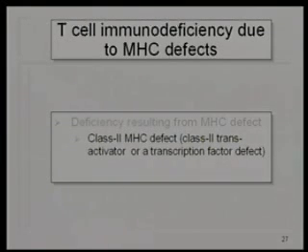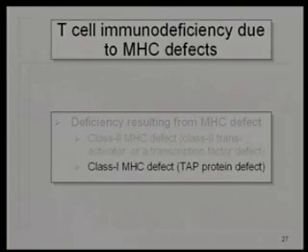Remember, the class 2 molecule is not constitutively expressed in all cells, but it can be upregulated by interferons and other cytokines. And this class 2 transactivator protein is involved in that transcriptional activation. So if there's a defect, there will be poor expression of class 2 MHC molecules, and that will translate into fewer CD4 cells.